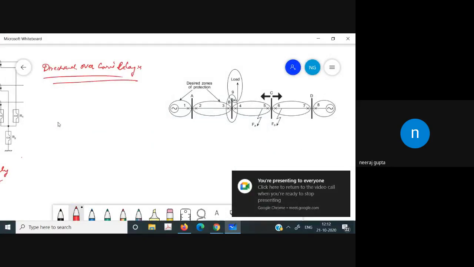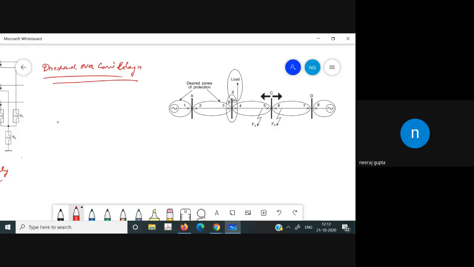Now the directional overcurrent relay. In this case, we will have the double end fed power system. That is, we will have the generator here, and we have the generator here. So it is a double end fed power system. Also, in this case, as we discussed in the first chapter, the zones are generated by the relays. These are the desired zones by the relay.